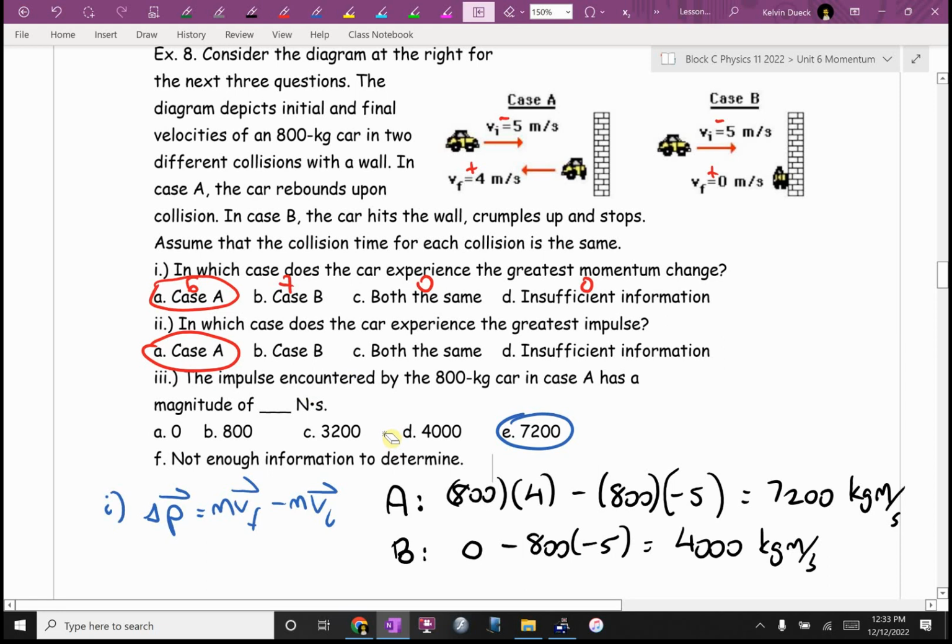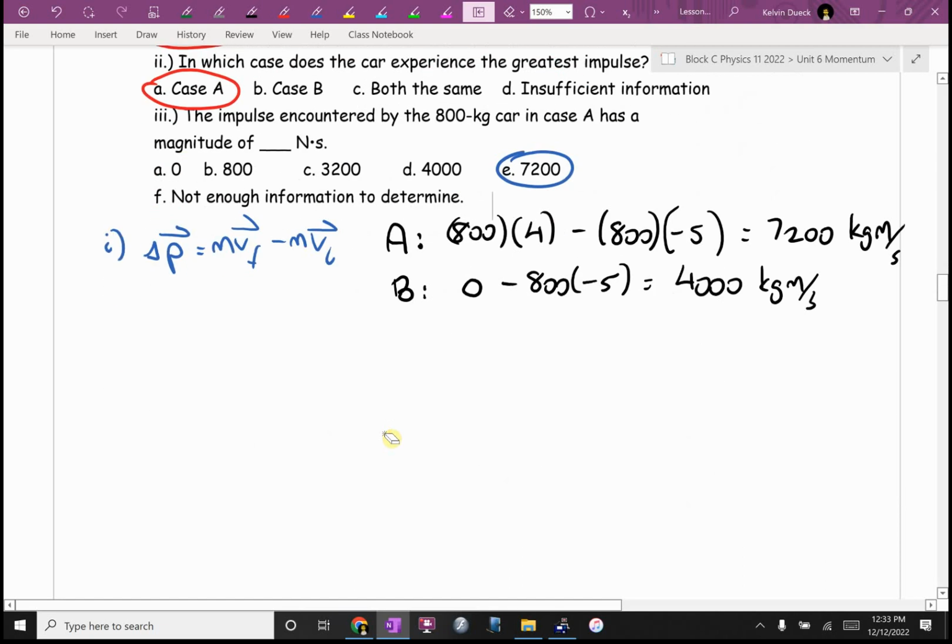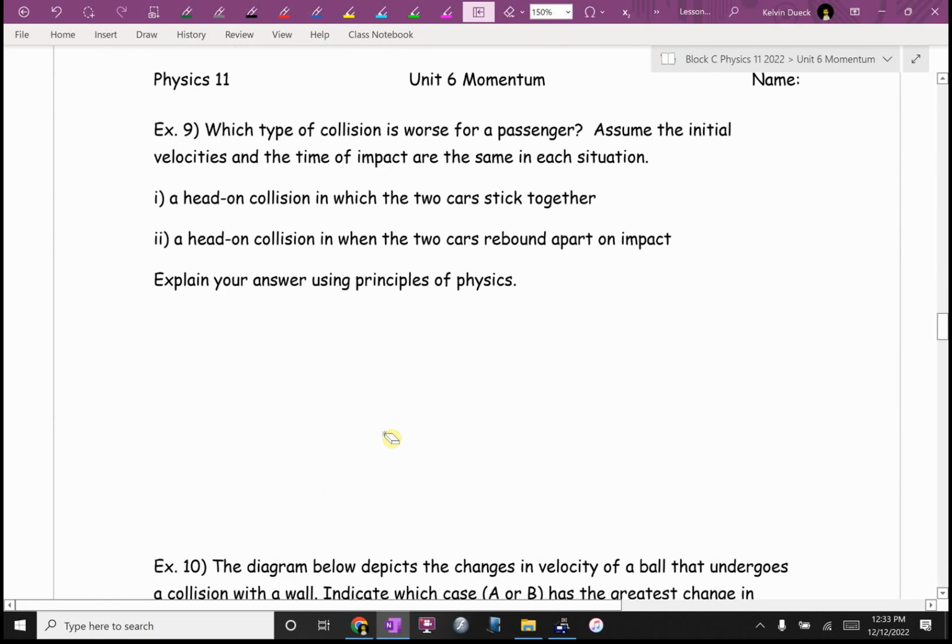So, based on what you just saw, let's see if we can make a prediction about car crashes. Turn the page. Which type of collision is worse for a passenger? Let's assume the initial velocities and the time of impact and the masses are the same in each collision. What's worse? A head-on collision where the two cars stick together, or a head-on collision where the two cars bounce apart? And convince me.